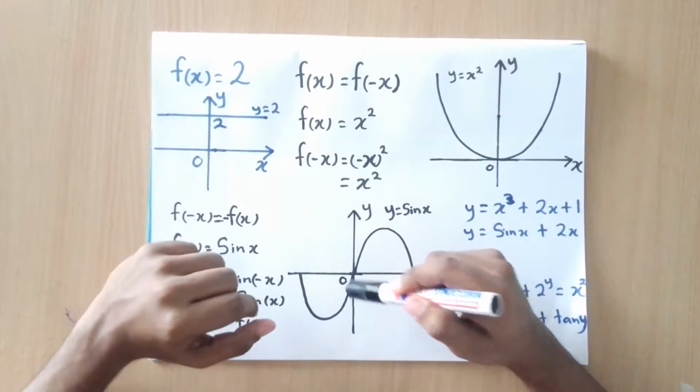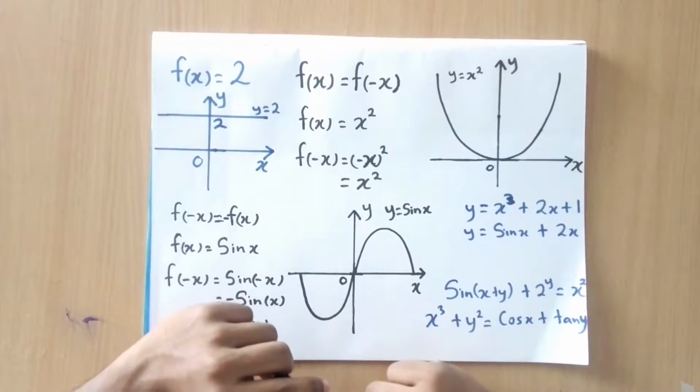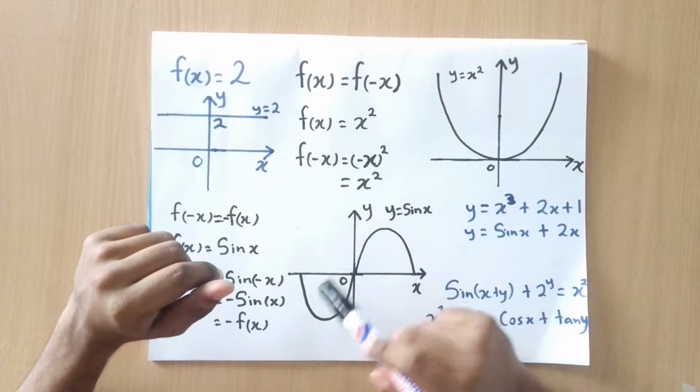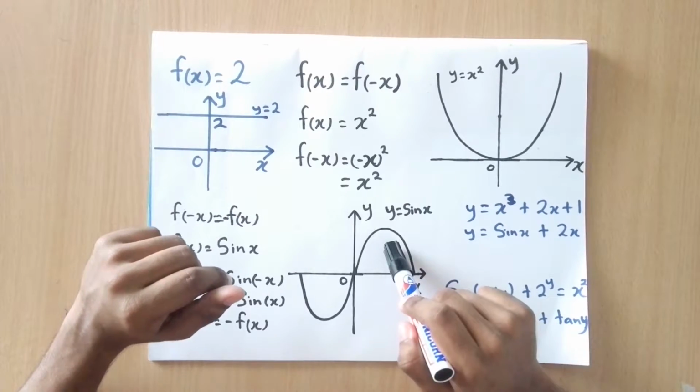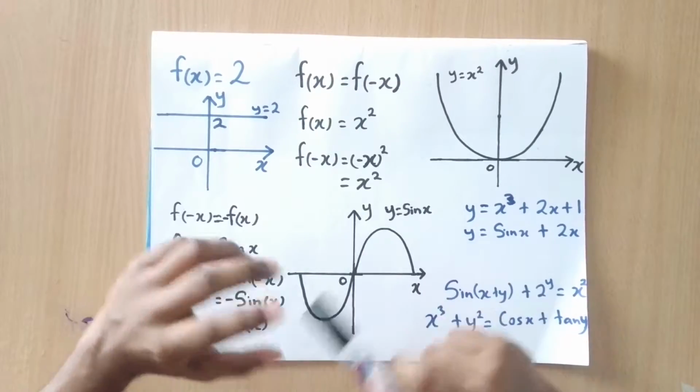If we look into the graph of the function y = sin x, we can see that it is symmetrical about the opposite quadrants. So all odd functions are symmetrical about their opposite quadrants.